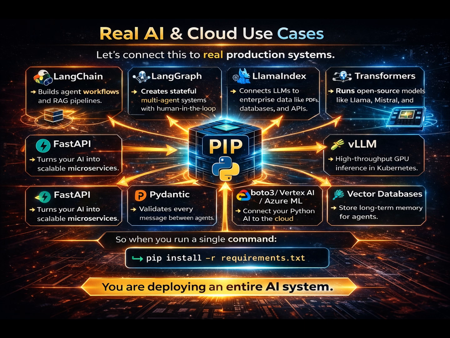Pydantic validates every message between agents. Boto3, Vertex AI, or Azure ML connect your Python AI to the cloud. Vector databases, Weaviate, Milvus, Pinecone, store long-term memory for agents. Celery runs long LLM jobs asynchronously. Prometheus client monitors token usage, latency, and AI performance. So when you run a single command, pip install -r requirements.txt, you are deploying an entire AI system.